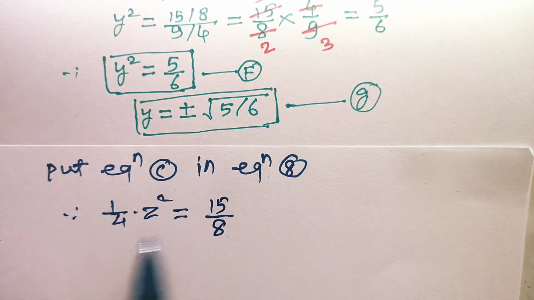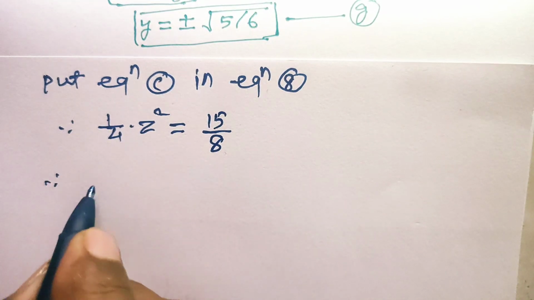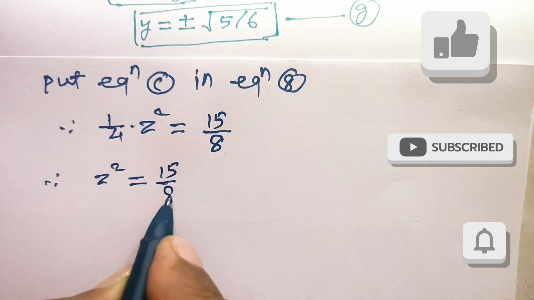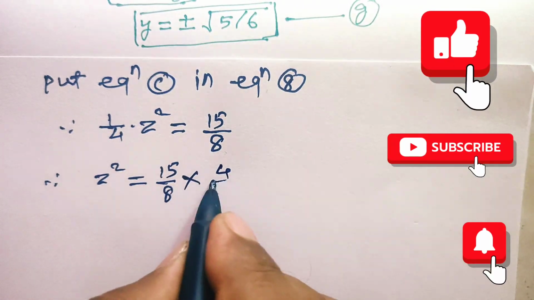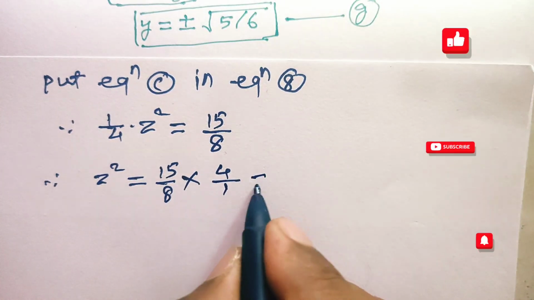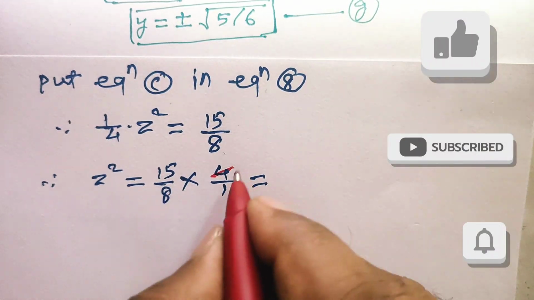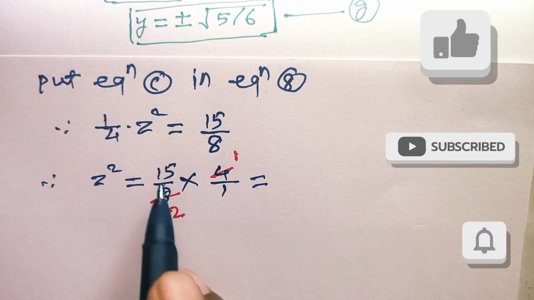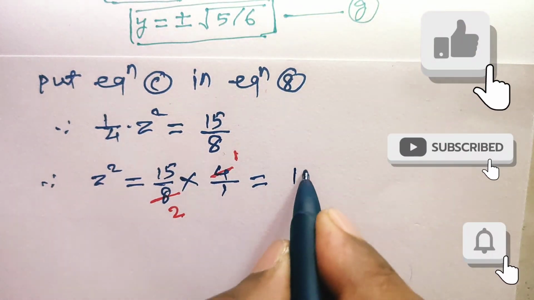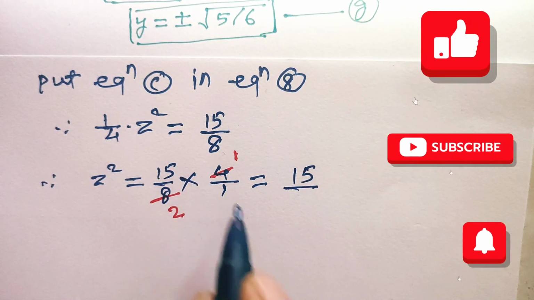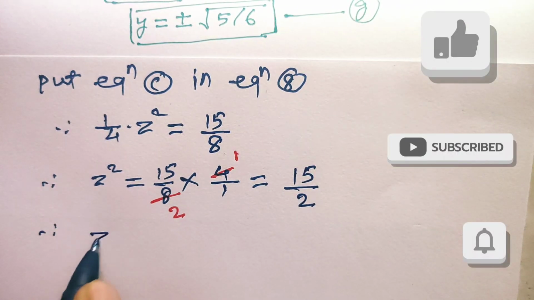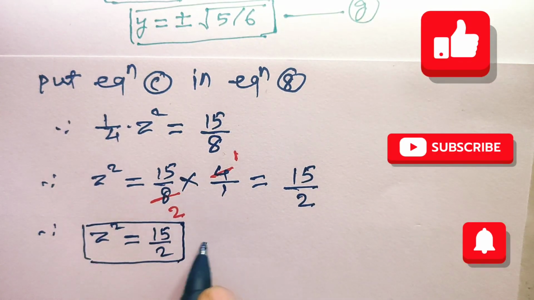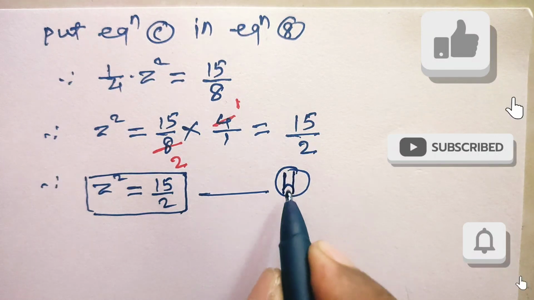Now take this 1 upon 4 on right hand side. Hence z square is equal to 15 upon 8 into 4 upon 1. This is equal to, divide this 4 by 4 which gives 1, divide this 8 by 4 which gives 2. Hence this is equal to 15 into 1, 15 divided by 2 into 1, 2. Hence z square is equal to 15 upon 2. And consider this is equation number H.